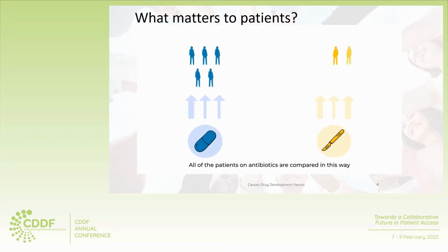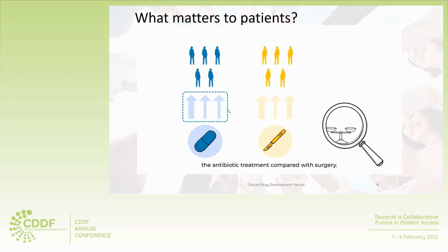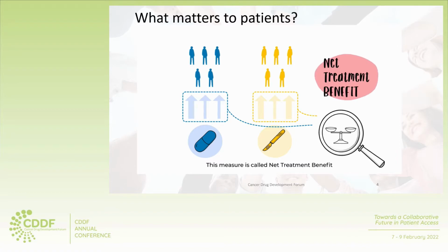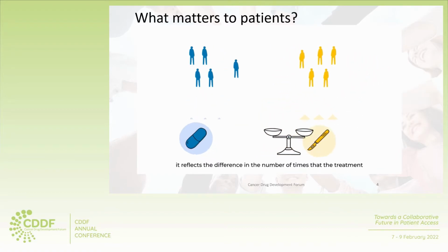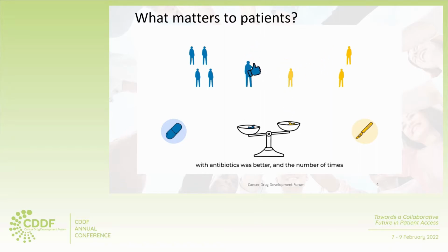All of the patients on antibiotics are compared in this way with every patient from the group undergoing surgery. We can now measure the effect of the antibiotic treatment compared with surgery. This measure is called net treatment benefit. It reflects the difference in the number of times that the treatment with antibiotics was better and the number of times that it was worse than the surgery.